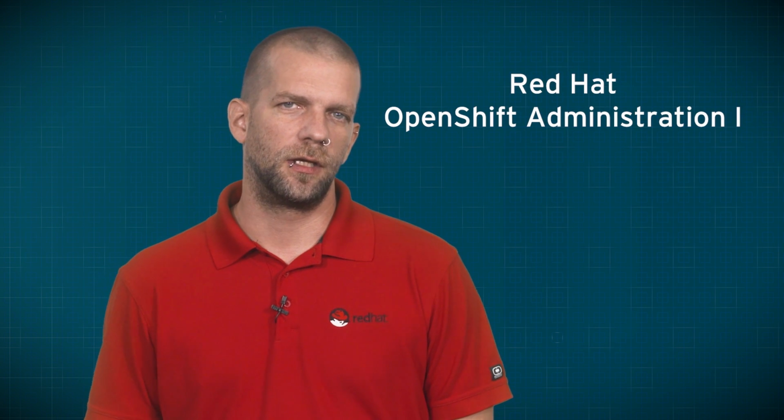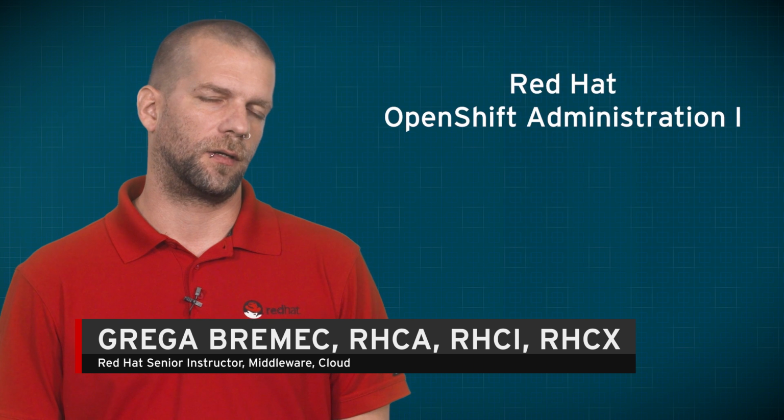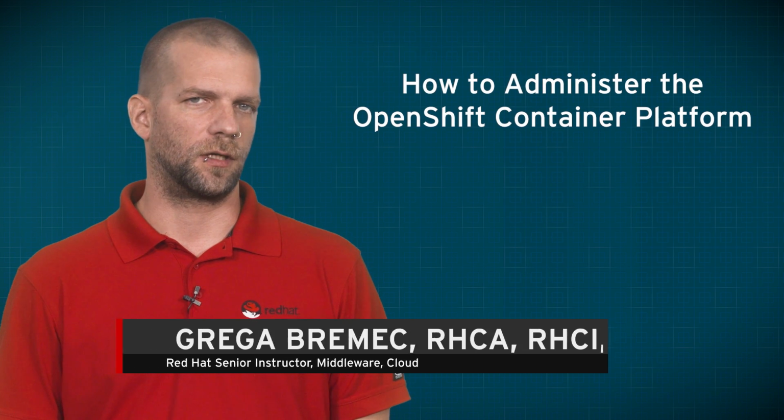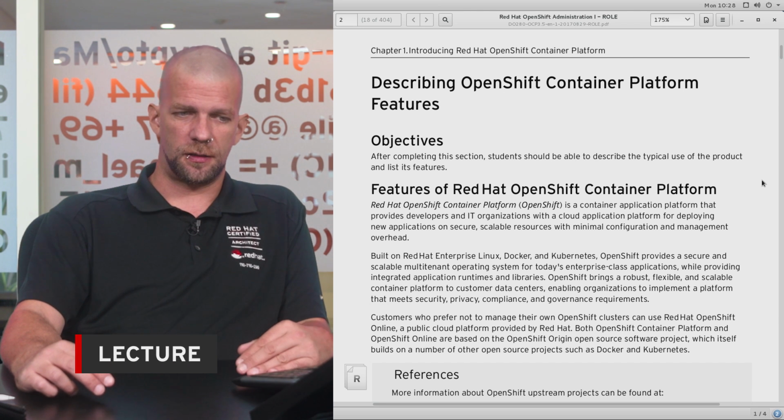This is a sequel to DO180, which means it will build on your existing knowledge and teach you about how to administer the OpenShift container platform in terms of security, deploying pods, managing services, and a lot of other things. It's built on Red Hat Enterprise Linux, Docker, and Kubernetes.